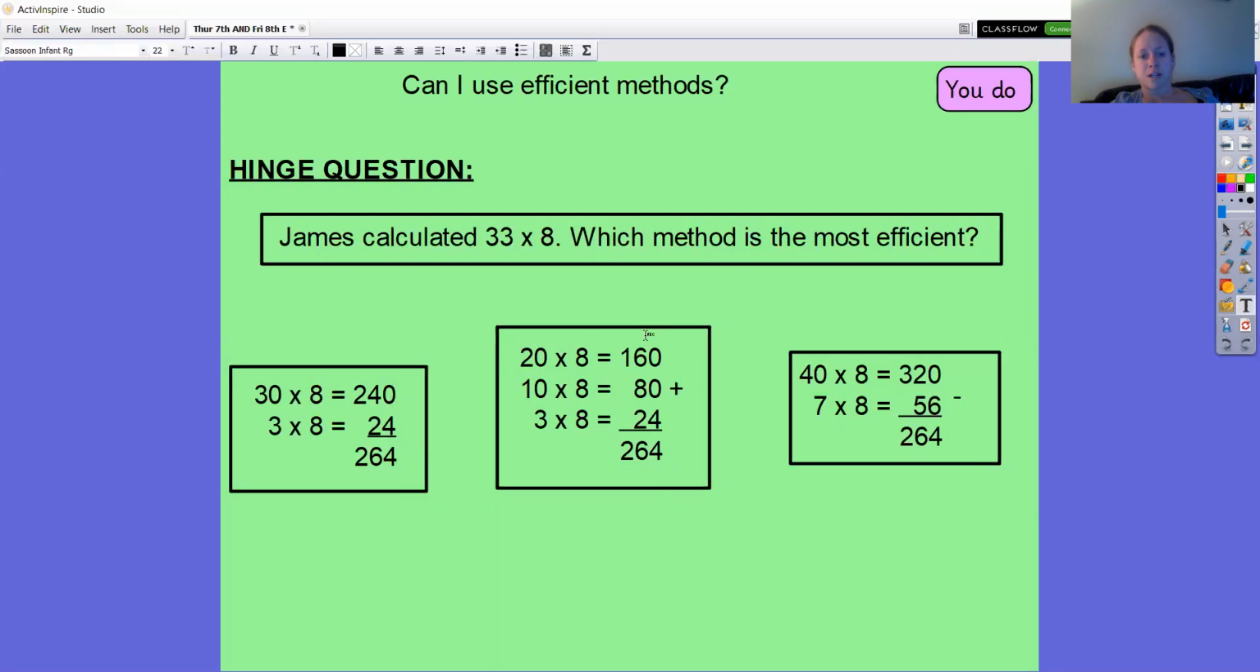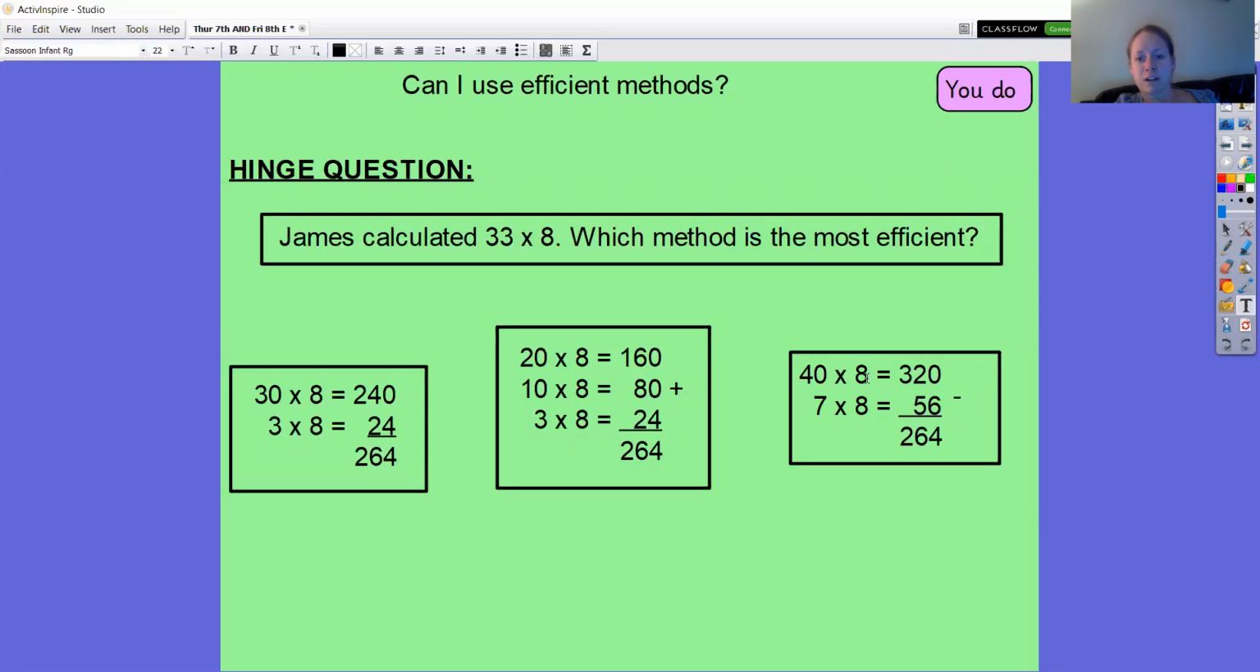So that's okay as well. It's just an extra little step. Not quite as efficient as that one, but it's okay. This one here, in this case, isn't close to 40, isn't close to 33 really, is it?